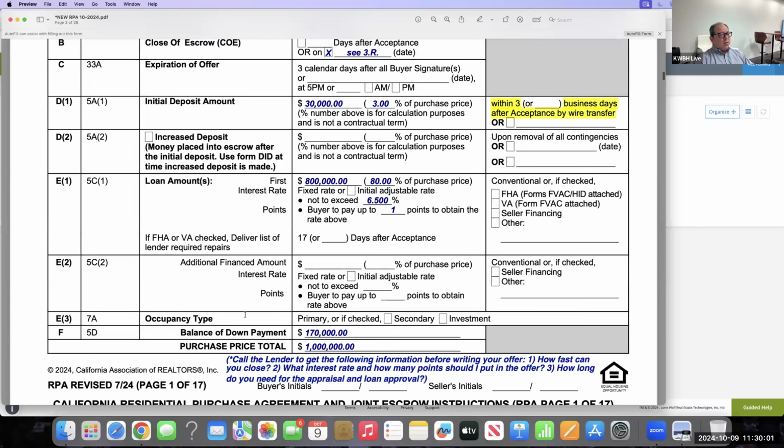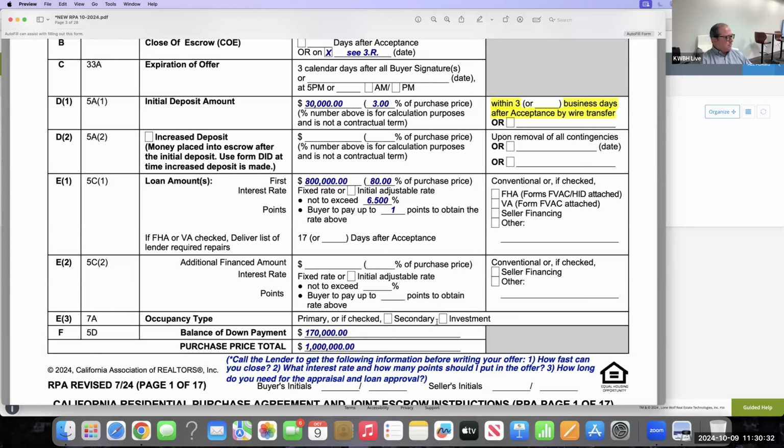So now I want to point out here, there's a box here. It says occupancy type, primary is default. So by default, this is going to be their primary residence, or if checked, secondary or investment. Never, ever, ever. I don't use the words never or always, but I'm telling you, never check this box. Never check these boxes.